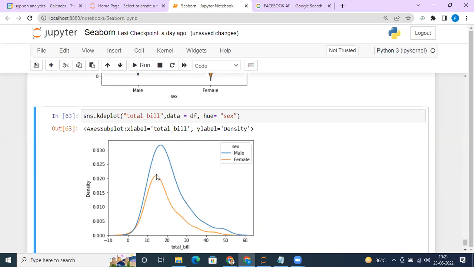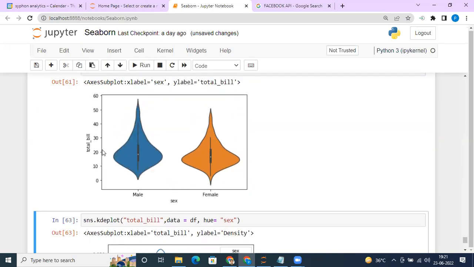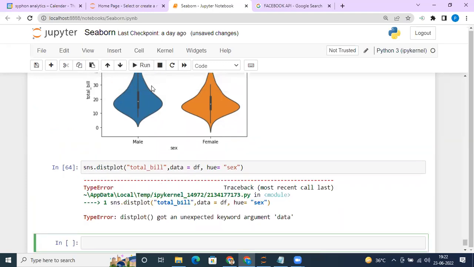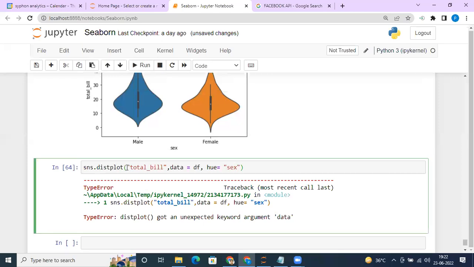Observe, please. Instead of KDE plot, what you can see better, you are seeing total bill showing. Use your dist plot. That is better because that will show you the better values. Next is it. Let me do one thing. df.